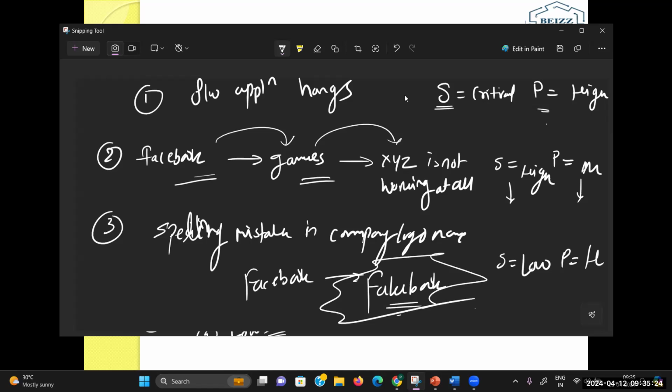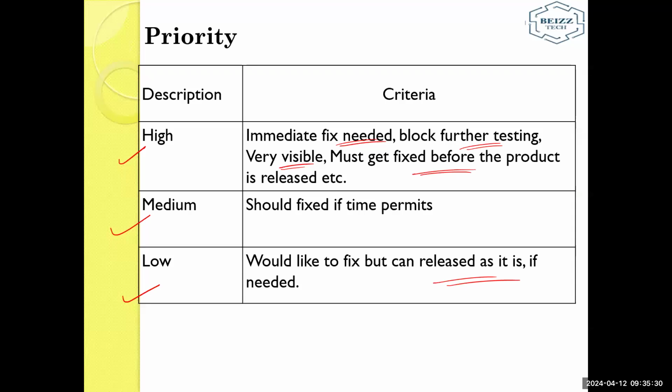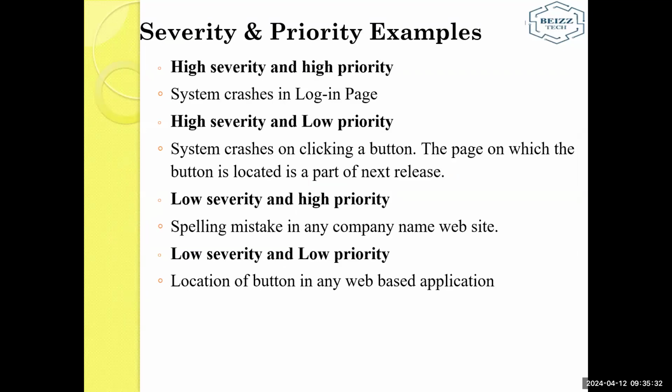So severity and priority, we need to understand this way. Any kind of defect and their relation, we need to understand. See, here I have mentioned some examples. Let's have a look. High severity, high priority: system crashes on the login page itself. Definitely it is high severity, high priority. What does high severity, low priority mean?